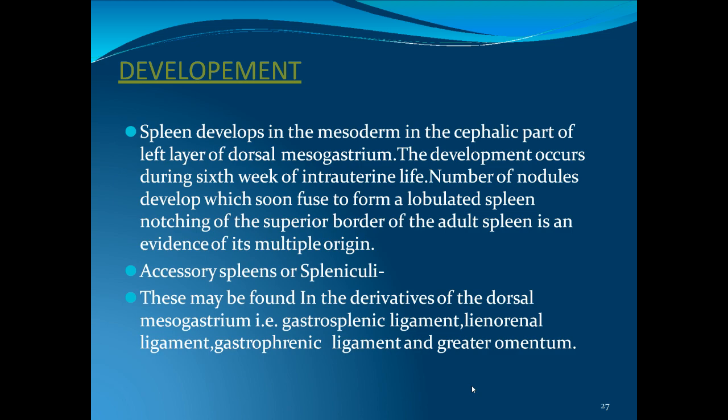The spleen develops in the mesoderm in the cephalic part of the left layer of the dorsal mesogastrium. The development occurs during the 6th week of intrauterine life. A number of nodules develop which soon fuse to form a lobulated spleen. Notching of the superior border of the adult spleen is evidence of its multiple origin. Accessory spleens, or spleniculi, can be found in the derivatives of the dorsal mesogastrium.